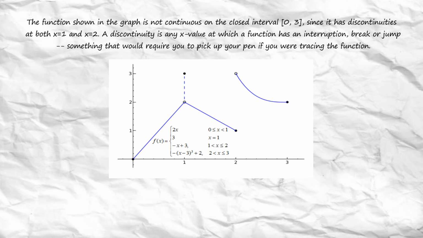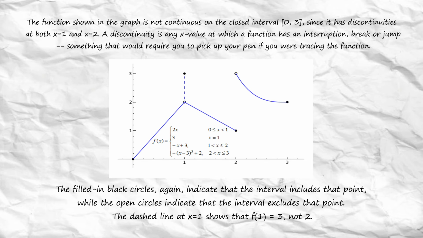The function shown in the graph is not continuous on the closed interval [0, 3], since it has discontinuities at both x equal to 1 and x equal to 2. A discontinuity is any x value at which a function has an interruption, break, or jump, something that would require you to pick up your pen if you were tracing the function. The filled-in black circles again indicate that the interval includes that point, while the open circles indicate that the interval excludes that point. The dashed line at x equal to 1 shows that f(1) is equal to 3, not 2.